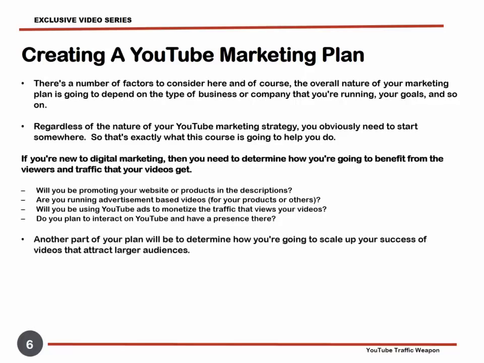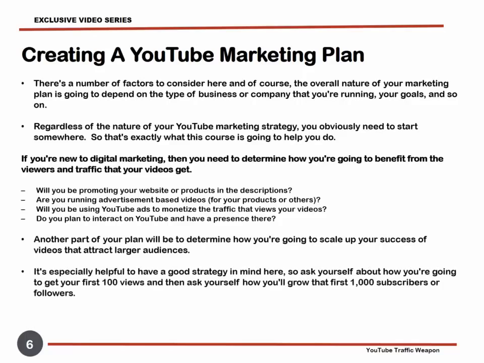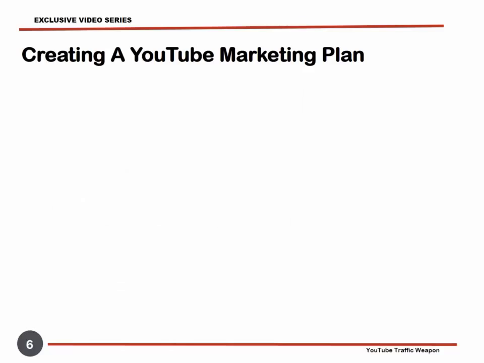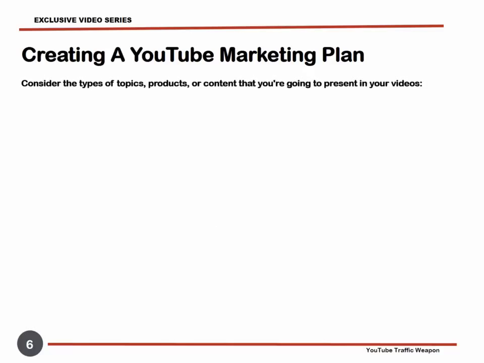Another part of your plan would be to determine how you're going to scale up your success of videos that attract larger audiences. It's especially helpful to have a good strategy in mind here. So ask yourself about how you're going to get your first 100 views, and then ask yourself how you'll grow that first 1,000 subscribers or followers. More importantly, consider the types of topics, products, or content that you're going to present in your videos.